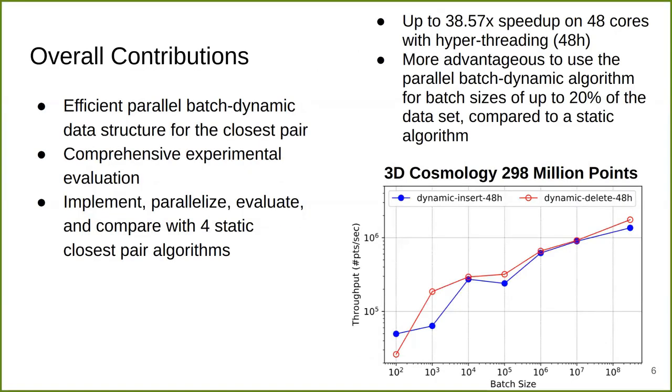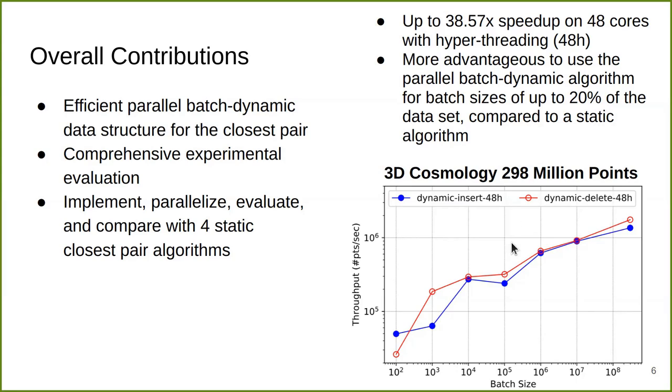Here's our overall contribution. We design an efficient parallel batch dynamic data structure for the closest pair. We implement the data structure and perform a comprehensive experimental study. We also implement, parallelize, evaluate, and compare with 4 static closest pair algorithms. We test our algorithms on 48 cores with hyperthreading. We achieved up to 38 times self-relative speedup. In addition, when comparing with the static algorithms, we see that it is more advantageous to use the parallel batch dynamic algorithm for batch sizes of up to 20% of the data sets.